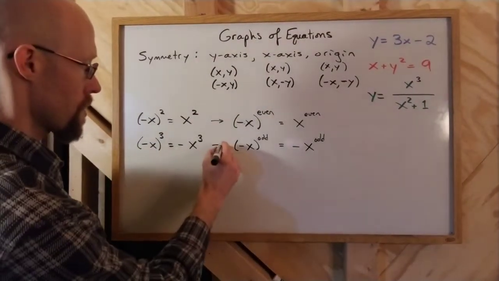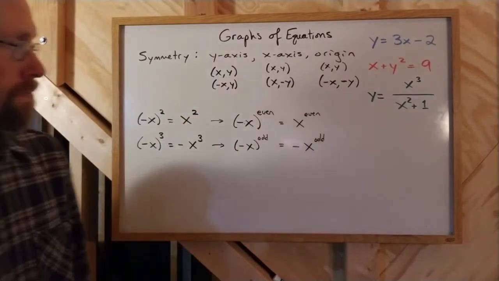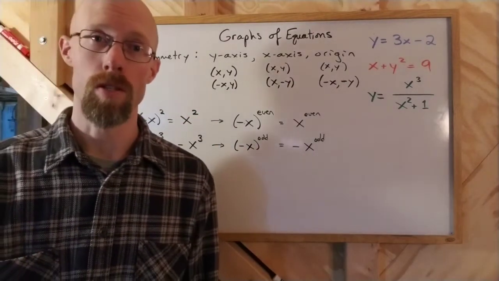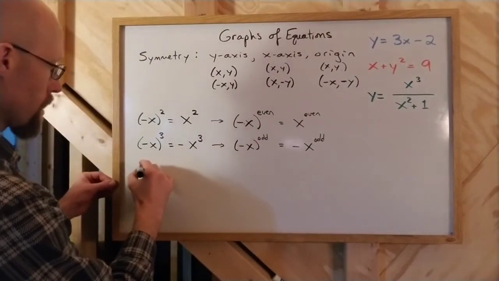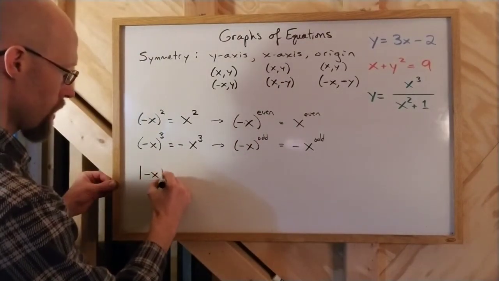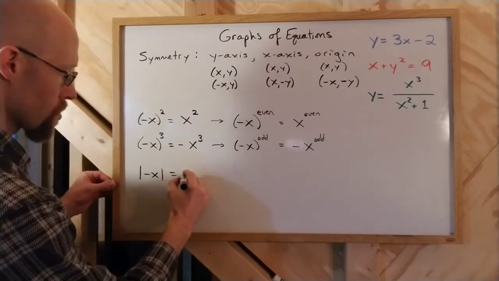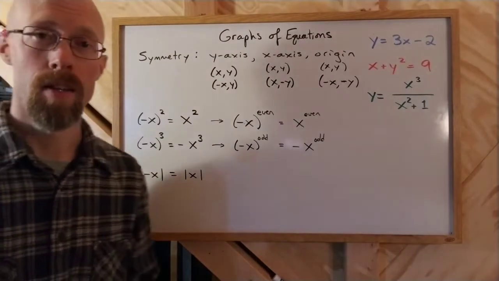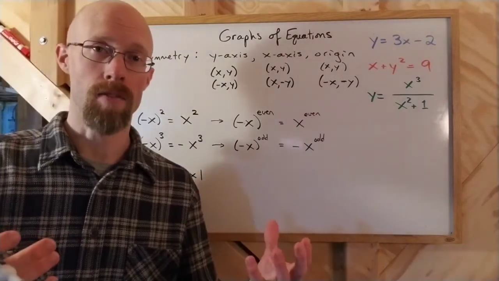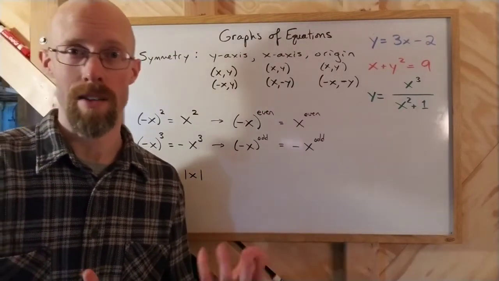Okay, so those are our two exponent situations. But we also have some other things you might see. For instance, absolute values will absorb a negative. The absolute value of negative x is equal to the absolute value of x. Those two things are exactly the same. The absolute value of a positive and a negative number are always the same positive number.